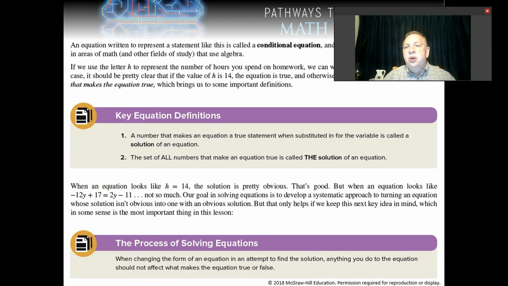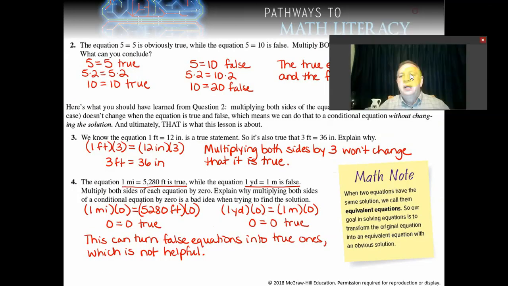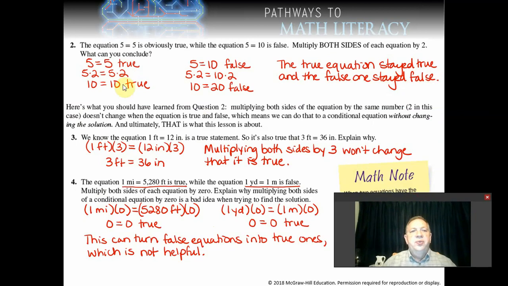So we want to do algebraic arithmetic to find a solution that is going to keep this thing true if it was true to start with, and if it was false, it maintains the false. So let's go through a couple of these things.